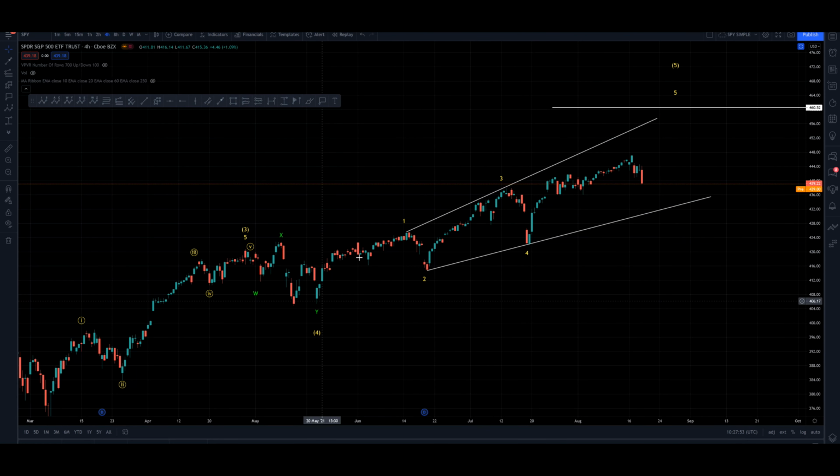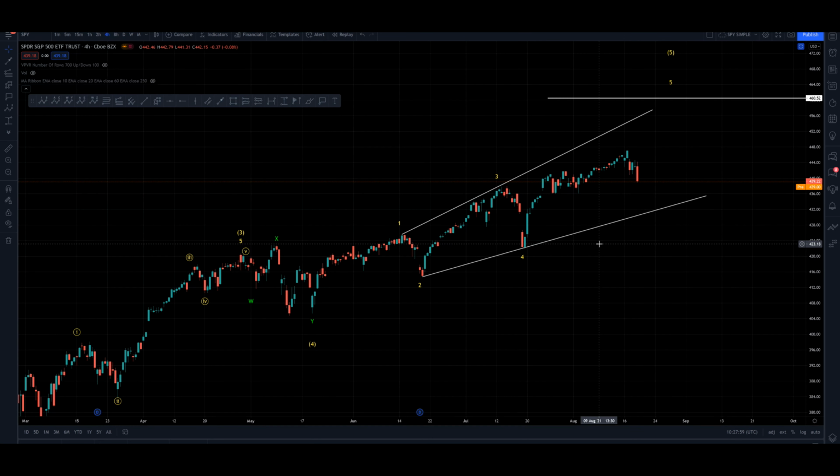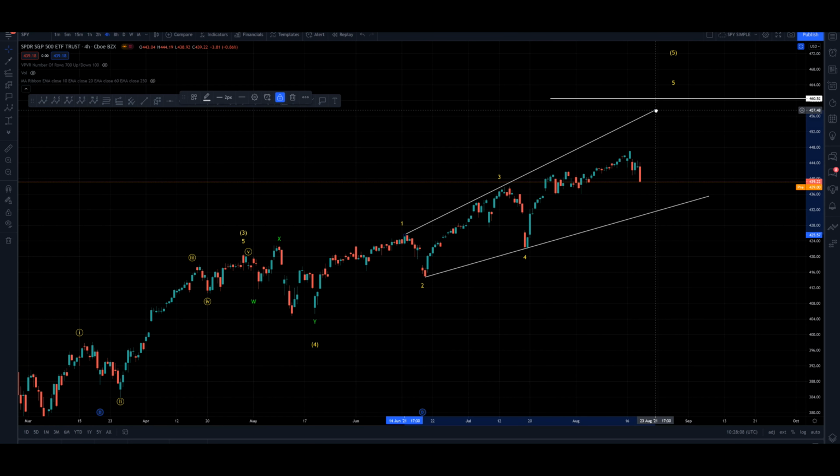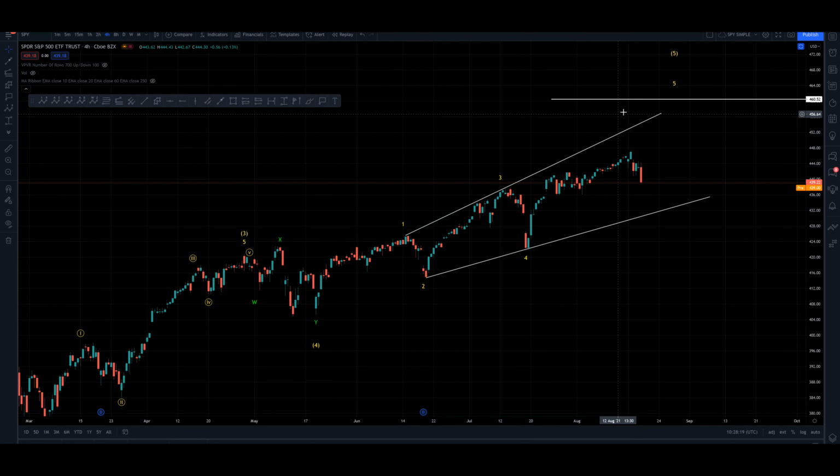So structurally checks out, wavelengths check out, and the final thing we should expect to see in an expanding ending diagonal is that the 5th wave should complete before reaching the trend line of the wedge from the 1 and the 3. And I would argue that we've seen that here, so we haven't made it up to the trend line. We've got a longer 5 than the 3, that checks out, deeper 4 than the 2, longer 3 than the 1, all of that checks out, but we shouldn't... It's not a rule.